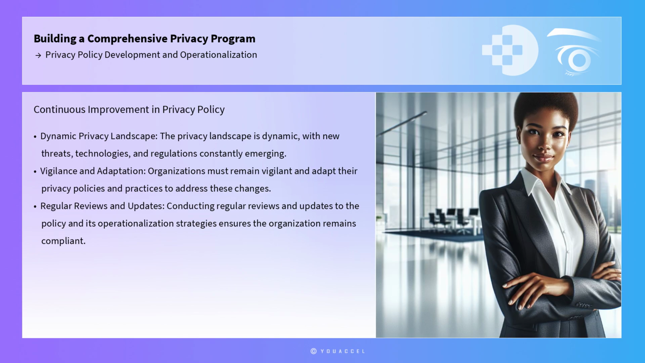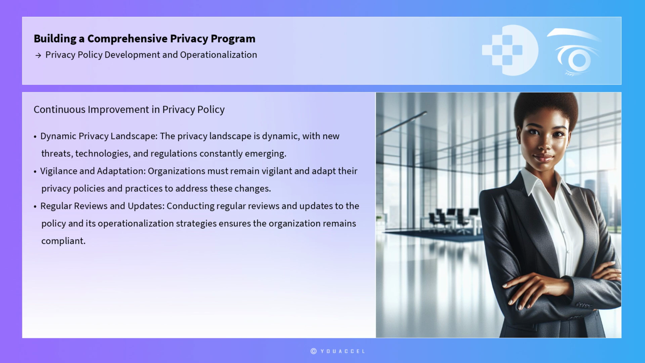Finally, continuous improvement is crucial to maintaining an effective privacy policy. The privacy landscape is dynamic, with new threats, technologies, and regulations constantly emerging. Organizations must remain vigilant and adapt their privacy policies and practices to address these changes. Conducting regular reviews and updates to the policy and its operationalization strategies ensures the organization remains compliant and responsive to evolving privacy challenges.